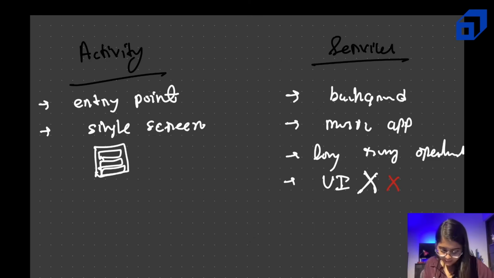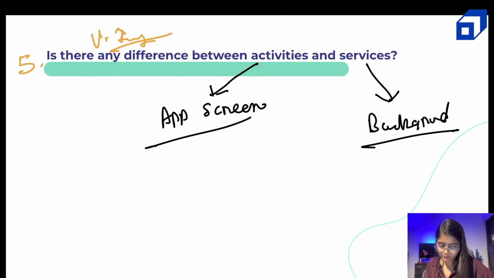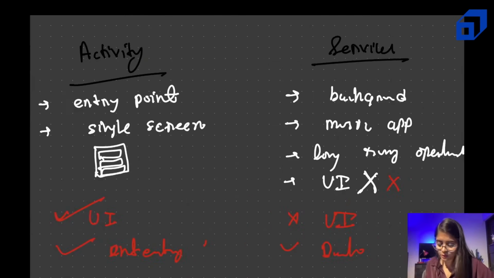It has no UI UX, right? This is meant for background stuff, and activities are meant for how the user is interacting, for interaction purposes. And this is very important for user experience, right? So activities are very important for user experience. And yes, that's pretty much it when we talk about the differences between both.